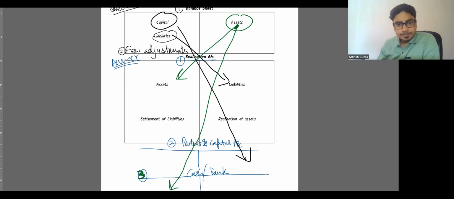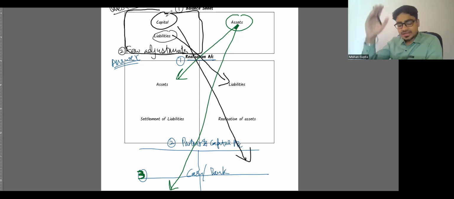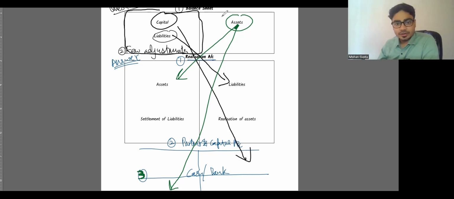So in short, this is a very easy step. The left side of balance sheet will be on the right side of the accounts, and the right side of the balance sheet will be the left side of the accounts. So automatically the left side of the accounts will be equal to the right side of the accounts because balance sheet is equal. So we have posted the same. So the left and right side will also be equal. Getting my point? Yes.